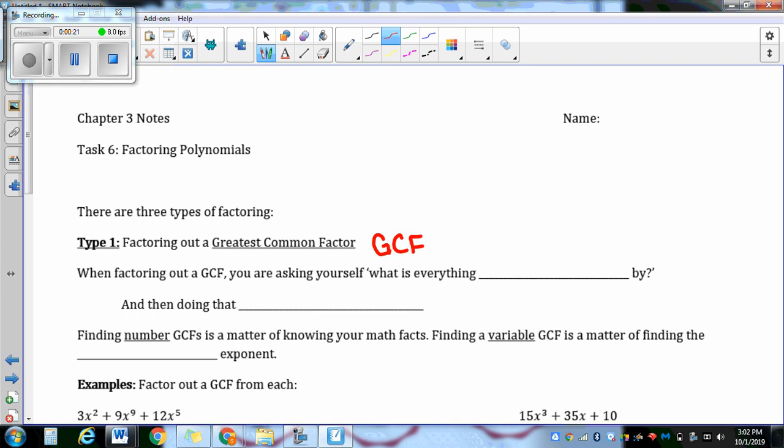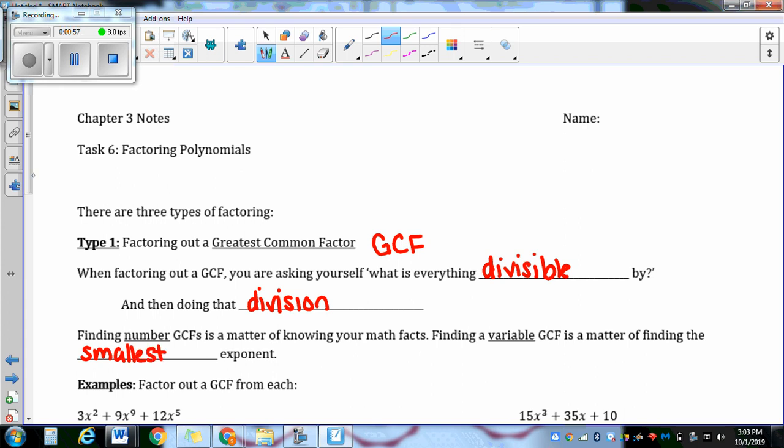When you're factoring out a GCF, you're just asking yourself, what is everything here divisible by? And then you're just doing that division problem. So finding number GCFs, right? So saying everything is divisible by 5 or everything's divisible by 8. That's just a matter of knowing your math facts. If you don't know your math facts, that's just a matter of sitting there with a calculator and figuring it out. Finding a variable GCF, so finding a letter GCF, is a matter of finding the smallest exponents.